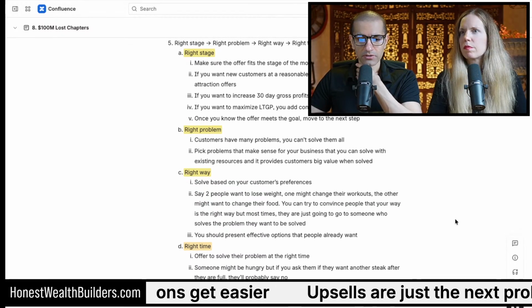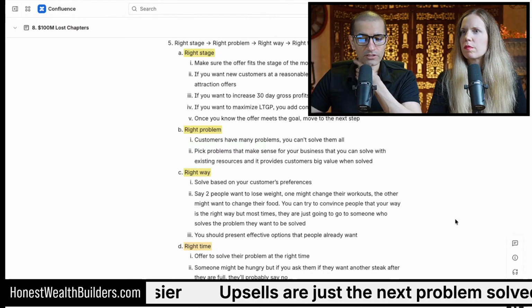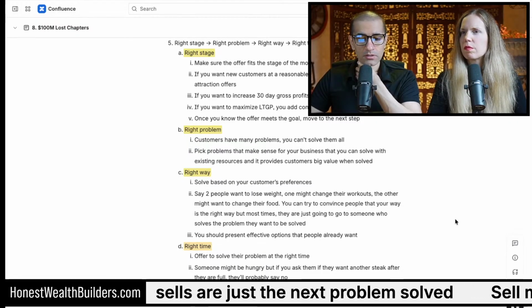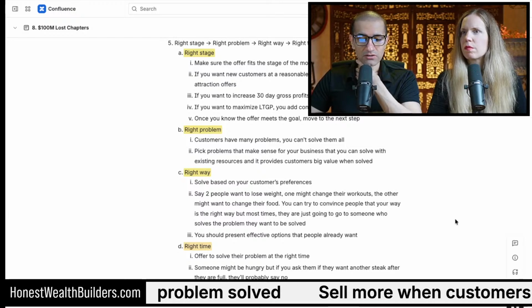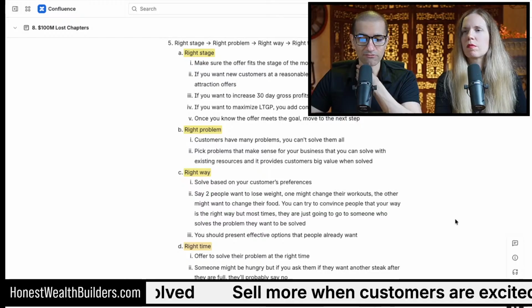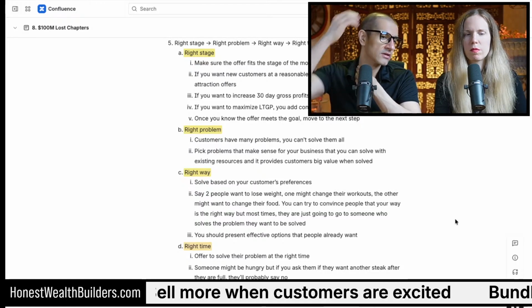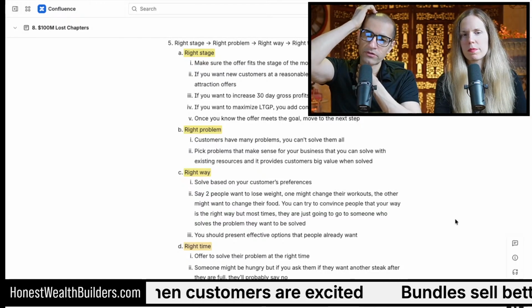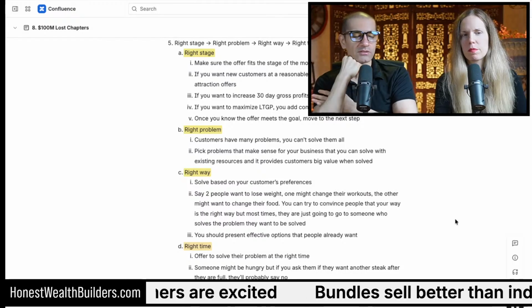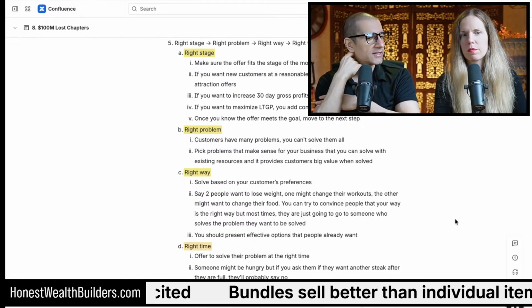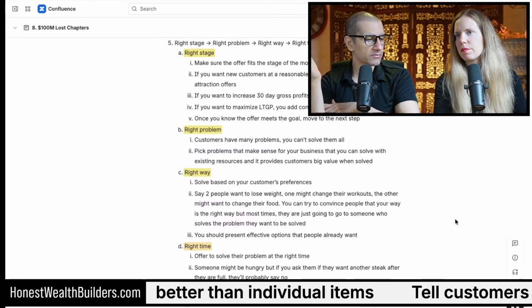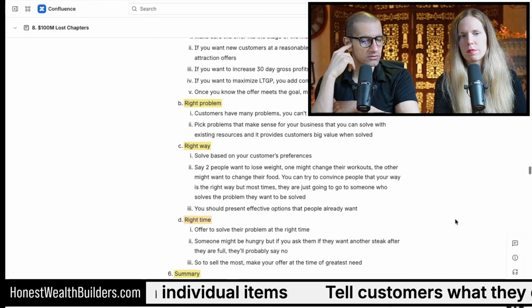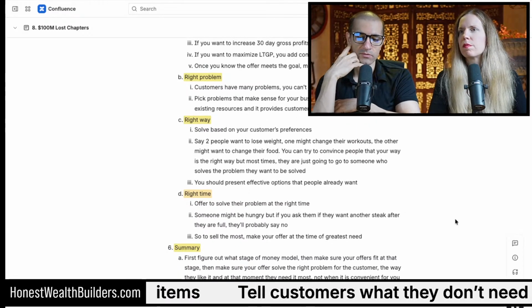What's the next step? Right problem. Are you solving the right customer problem? Pick problems that make sense for your business, that you can solve with existing resources, and that provide customers big value when solved. For example, if the customer has a problem about mobile homes and we don't deal with mobile homes, it doesn't make sense to try to solve that problem for them. We would rather give a referral to someone with existing mobile home expertise.